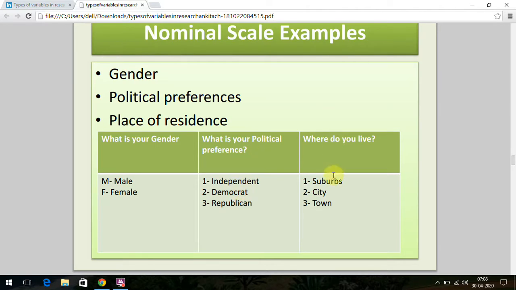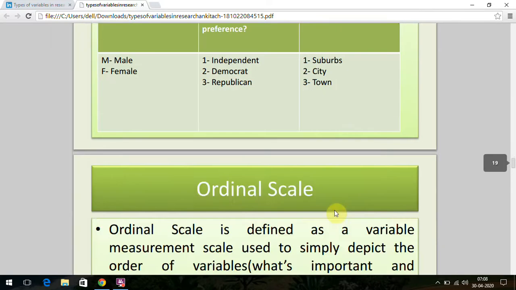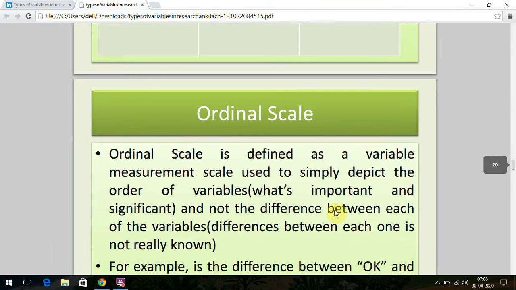Where do you live? Suburbs, city or town? You just cannot distinguish the categories. So that is nominal under qualitative variables. The second one is ordinal scale. This is also qualitative, but the difference is here you can compare it because it is placed in order.